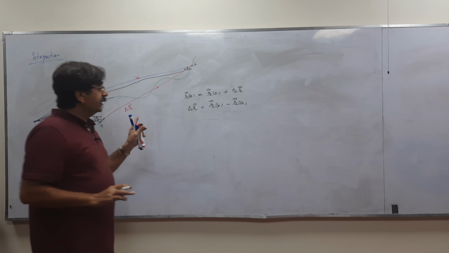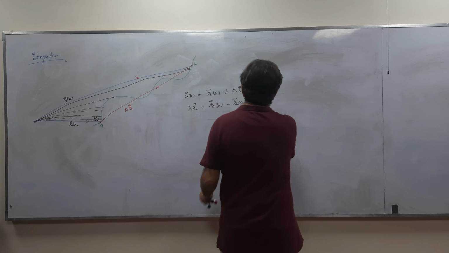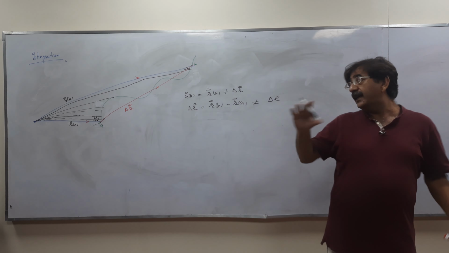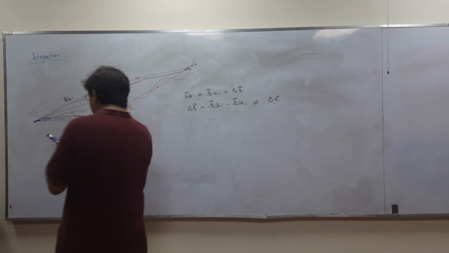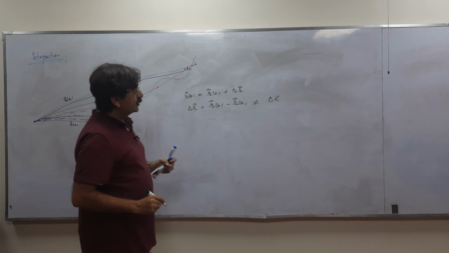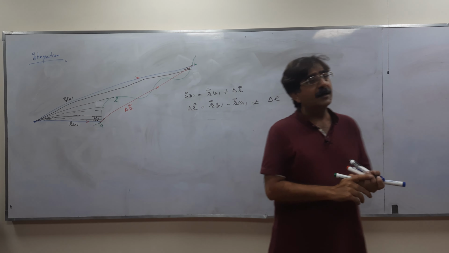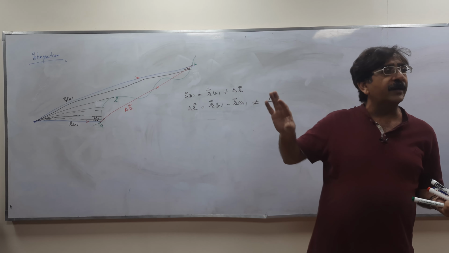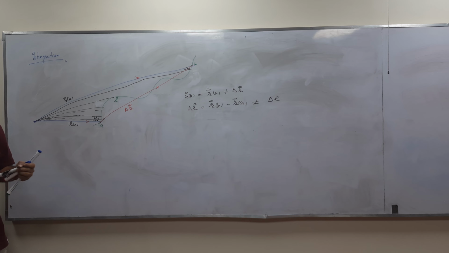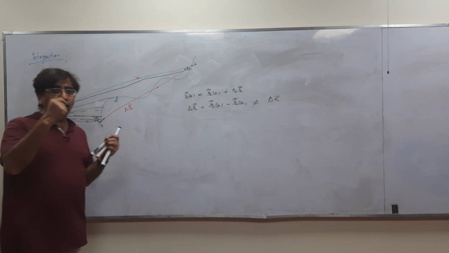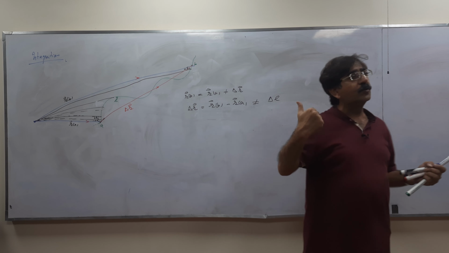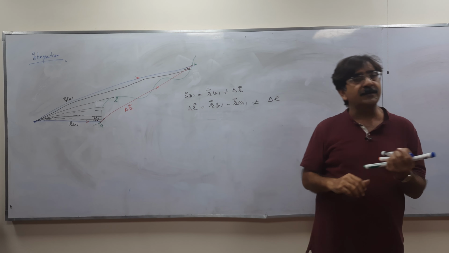But this is not equal to delta L, because the length of delta L is actually the length of this path, so they may not be connected. I am doing this quickly and will not explain more, because I have already explained it in the previous lecture.